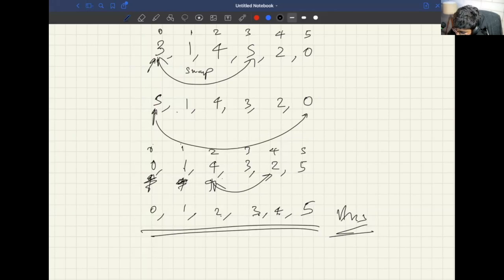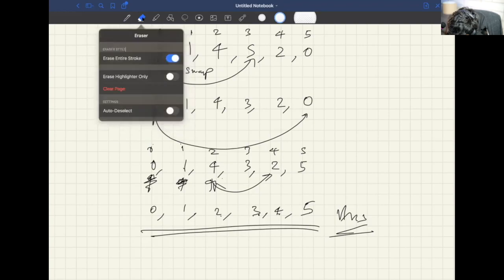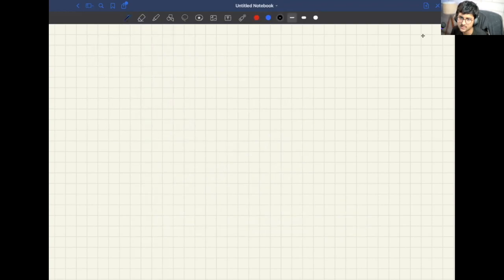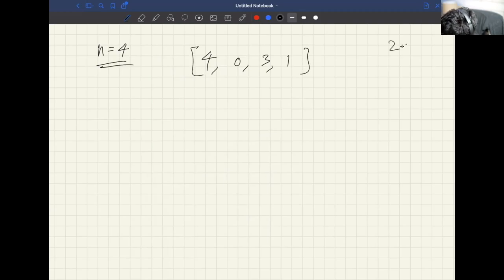Okay. Coming back to our question, let's say we were given something like, for n is equal to 4, we have 4, 0, 3, 1. 2 is missing. We need to figure out which number is missing. How do we know 2 is missing? Again, it should click in your mind that we are using range 1 to n. So basically we're going to be using cyclic sort. Start from here.